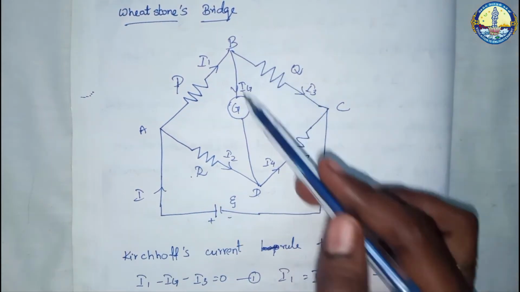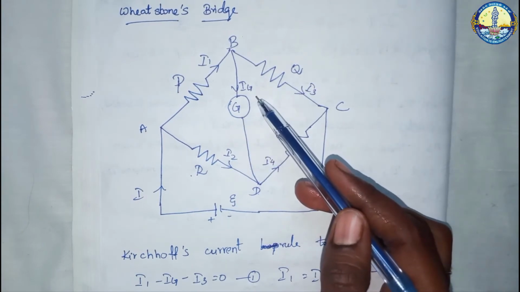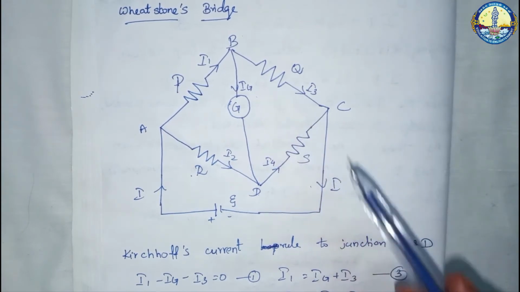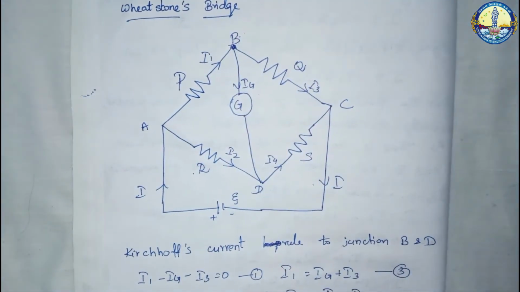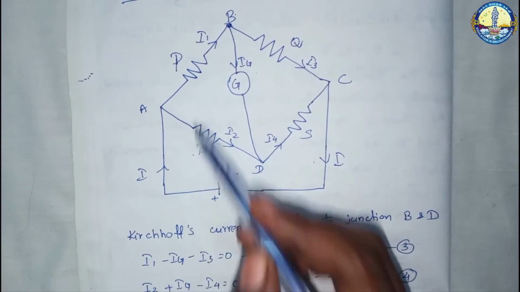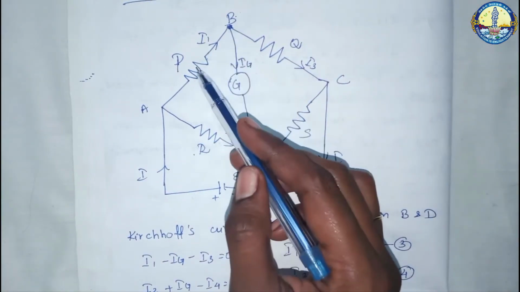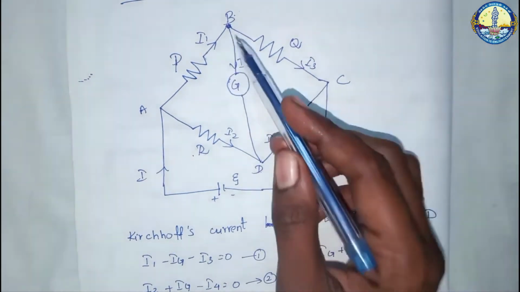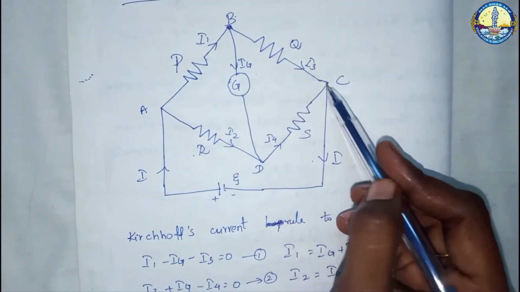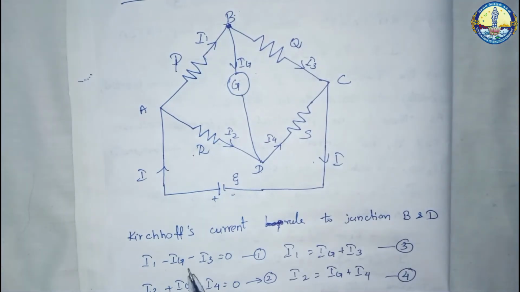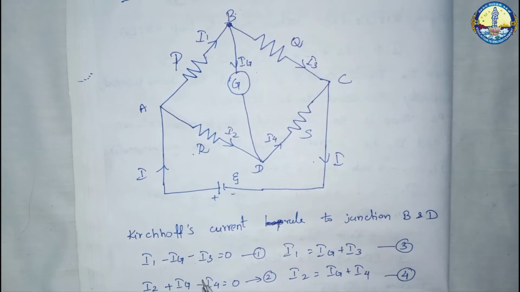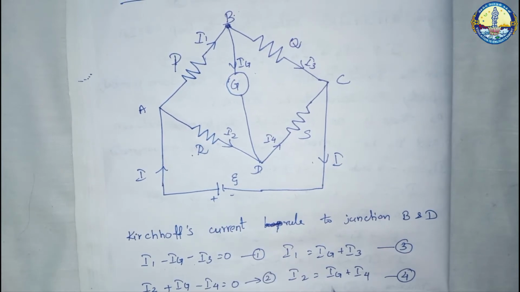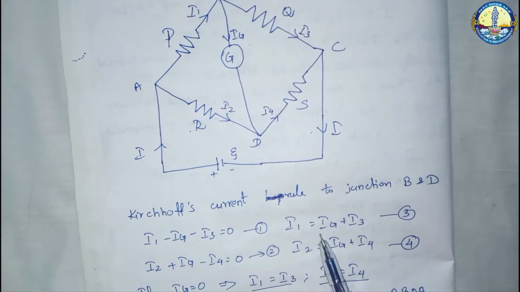The current through the galvanometer, we mention it as Ig. Applying Kirchhoff's current rule to the junction B. Here this is the junction. So applying the current rule, I1 is entering, so it shows the positive sign. Ig and I3 are leaving from the junction. So we write I1 minus Ig minus I3 is equal to 0. We can also write this as I1 is equal to Ig plus I3.